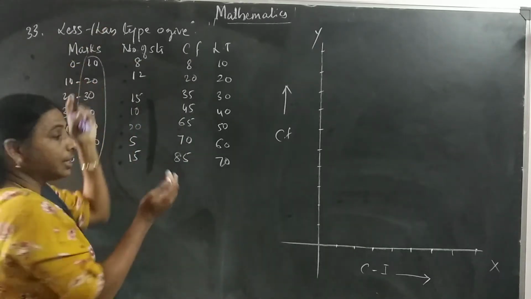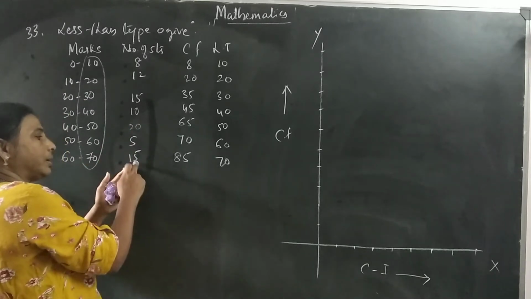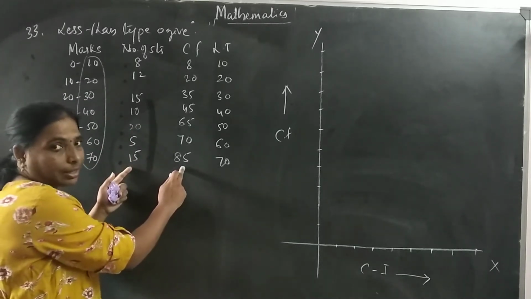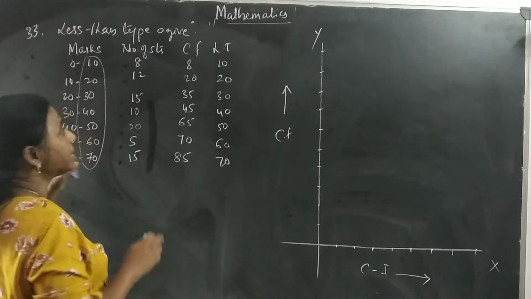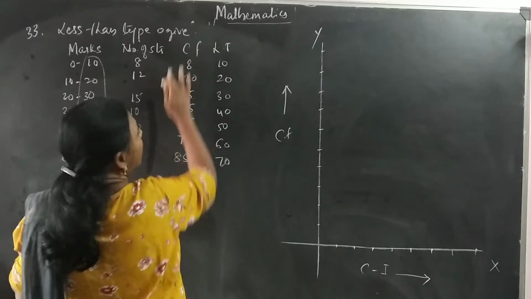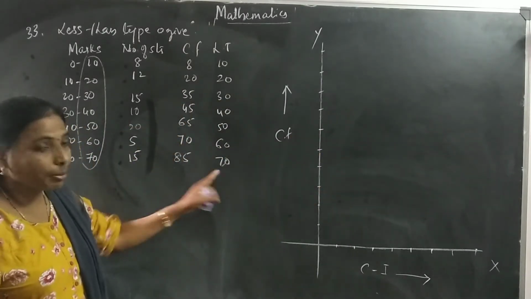If it is more than, start from down. More than that, it is added from here. 15 first we have to write here, isn't it? That is how we have to mark it. Okay, let us now check that these two are to be marked in the graph. These two values are to be marked in the graph.